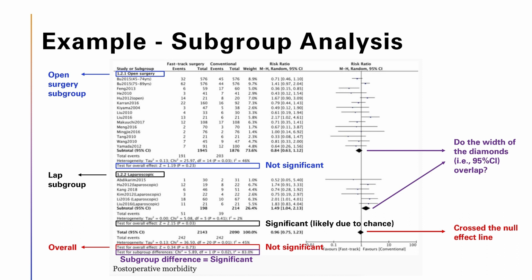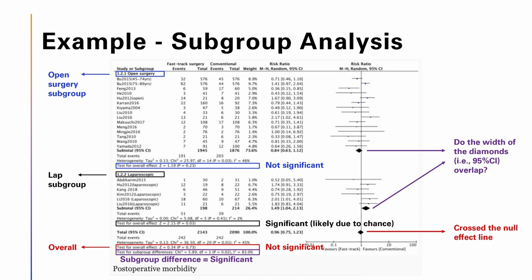Now let's take a closer look at each subgroup, namely the open surgery group and the laparoscopic group. The risk of post-op morbidity in the open surgery subgroup is not significantly different, as evidenced by the p-value of 0.23. In contrast, the risk of post-op morbidity in the conventional group is significantly higher than fast-track surgery among the laparoscopy subgroup, as evidenced by a p-value of 0.03.